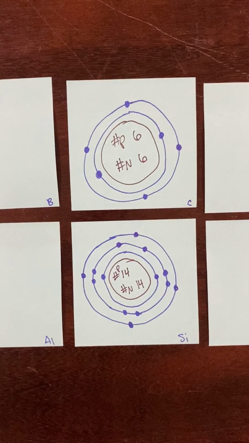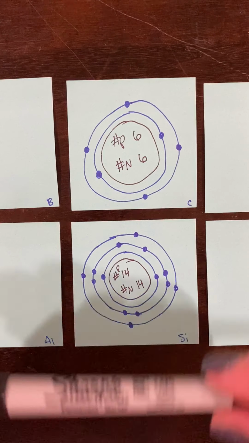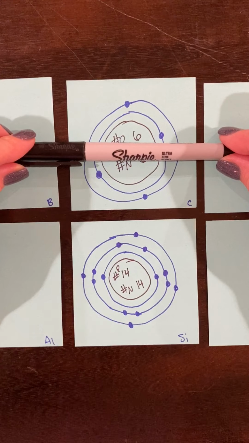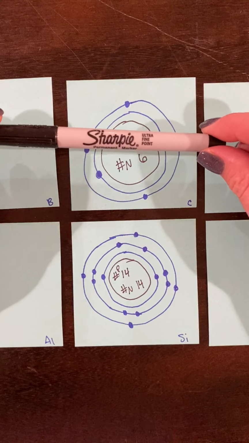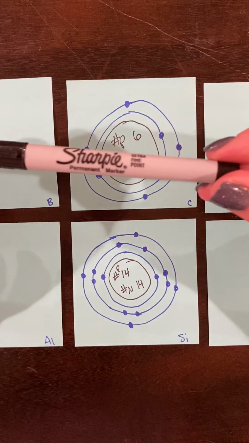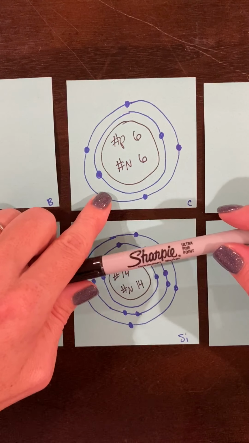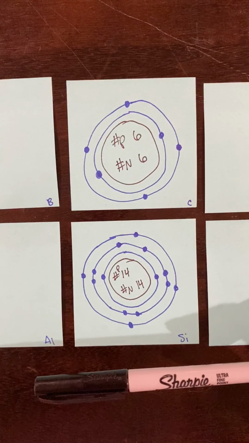So my protons and my electrons are even. And I want to also show you, the number of shells is dictated by the row that we are in on your periodic table. So our first row with hydrogen and helium gets 1 shell. Our second row with lithium through neon gets 2 shells. Our third row will get 3 shells. Our fourth row will get 4 shells.